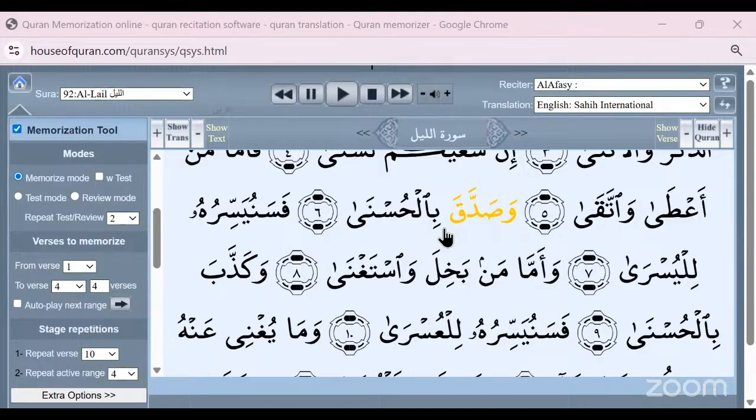So you may spell it to make it easy for you. Okay. Wa sadaqa. Waso da ko. Sod is said heavy, dal is light, Qaf is heavy. Wasodako. Waso da ko.